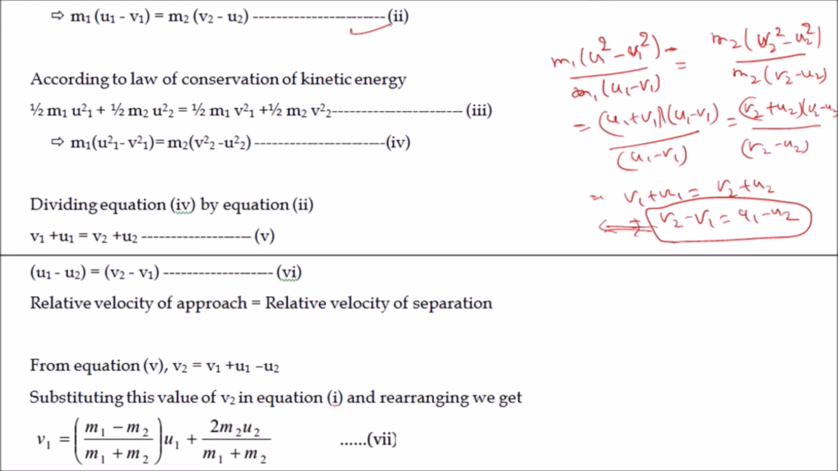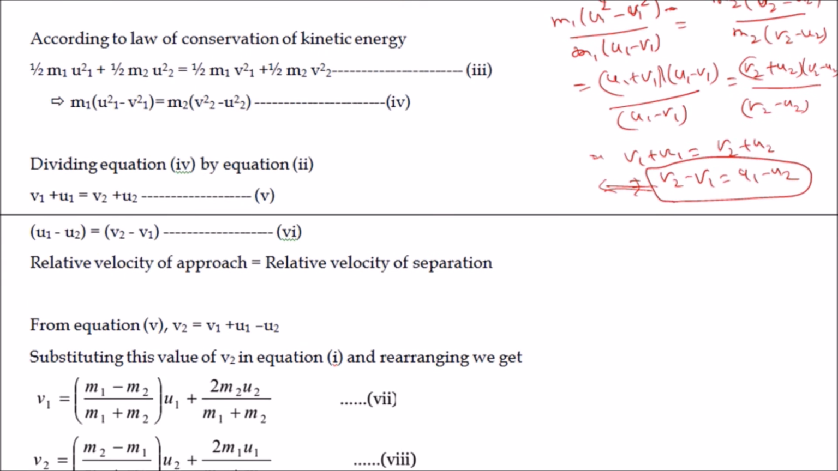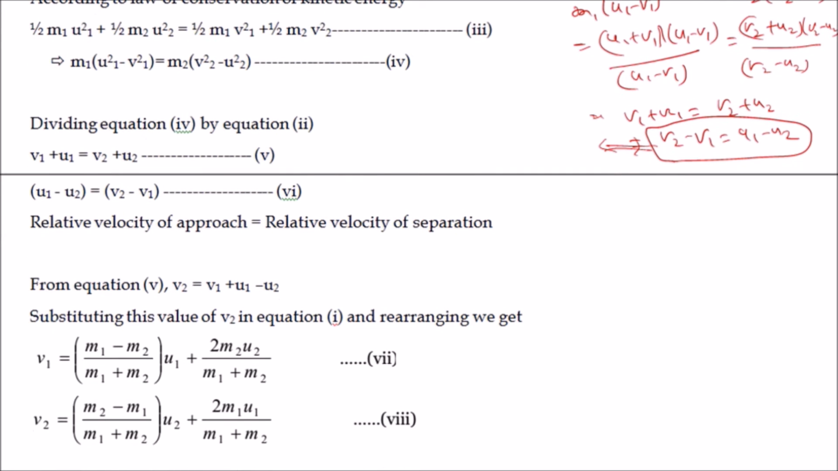Basically we have got three formulas: one from the momentum conservation, one from the kinetic energy conservation, and another from the concept of coefficient of restitution. If I use these three formulas, then we can get the velocities of bodies after collision. So if I use this formula, first v2 is equal to v1 plus u1 minus u2, and if I take this formula, m1 u1 plus m2 u2 is equal to m1 v1 plus m2 v2.